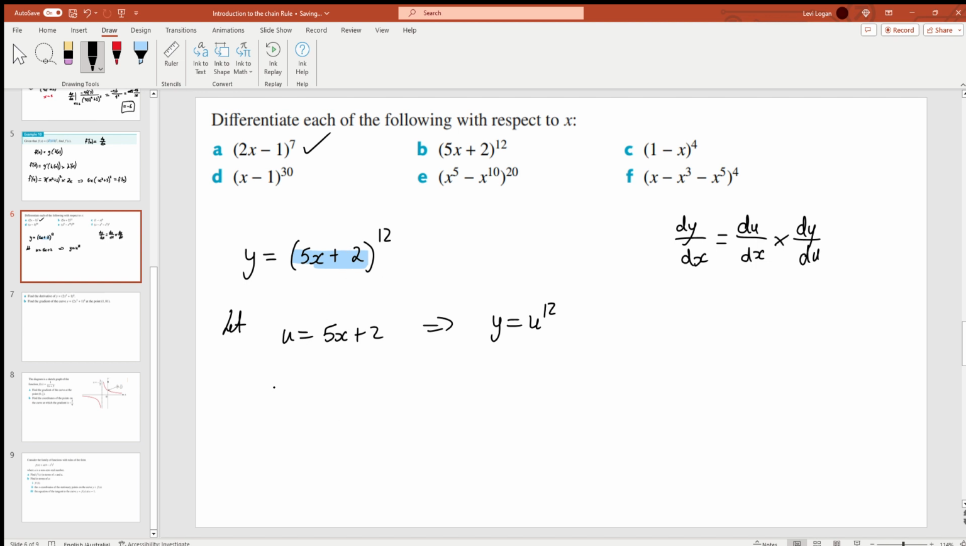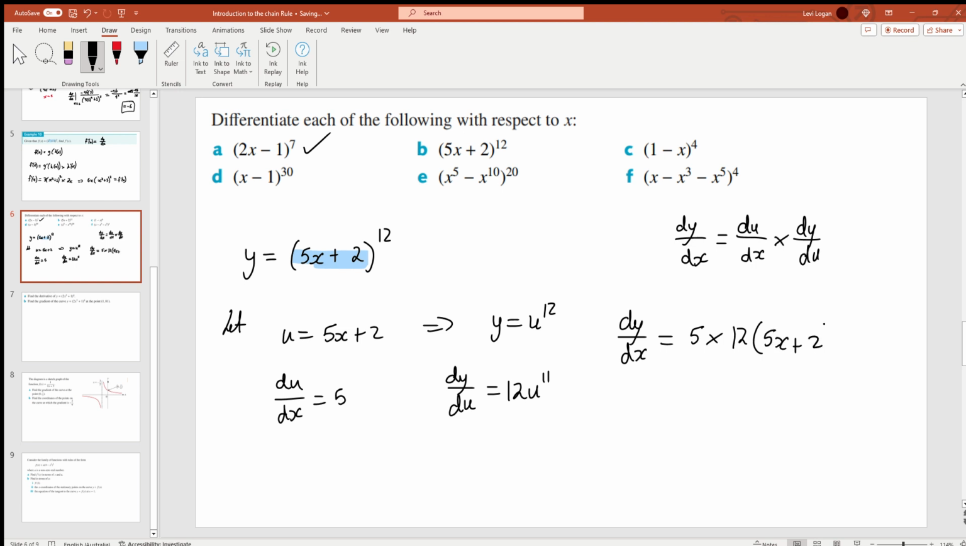Differentiating this side, I'm going to have du/dx equals 5. Differentiating this side, dy/du is going to be 12u to the power of 11. So I bring that power down the front and subtract the power by 1, using the power rule with all these. So that means dy/dx is going to be 5 times 12. And now I substitute the u back in. So it's going to be (5x plus 2) to the power of 11.